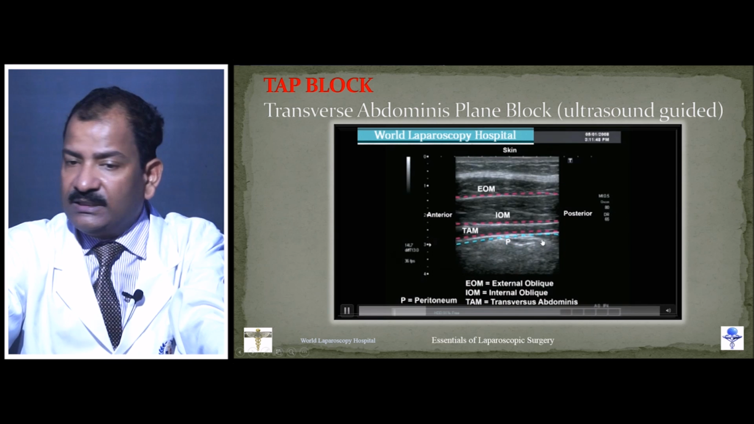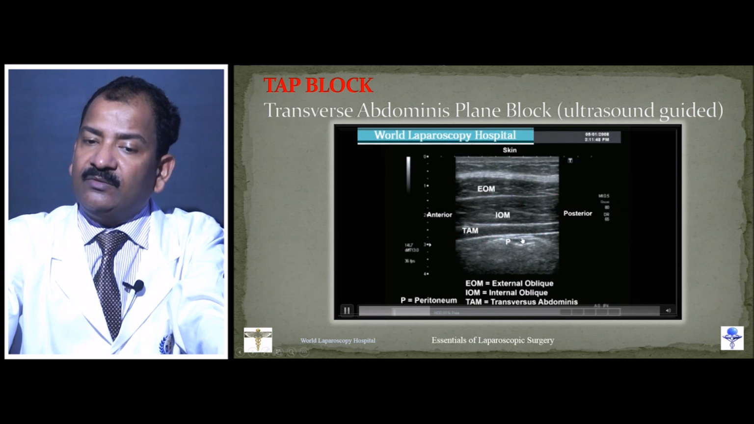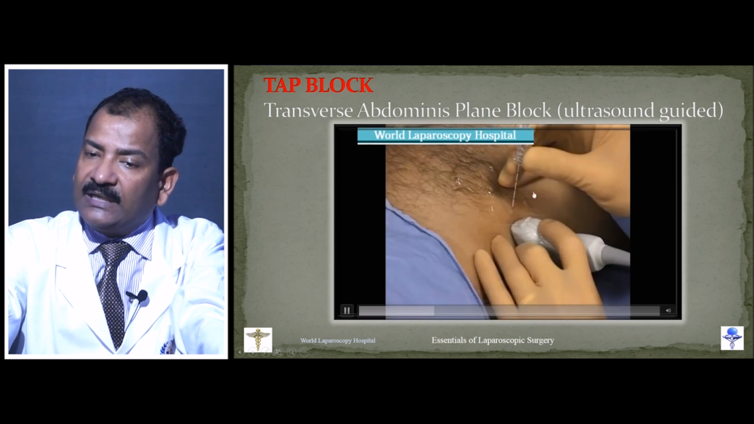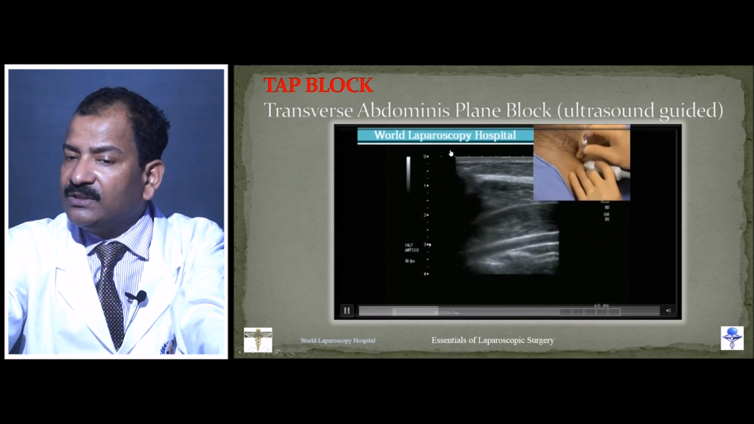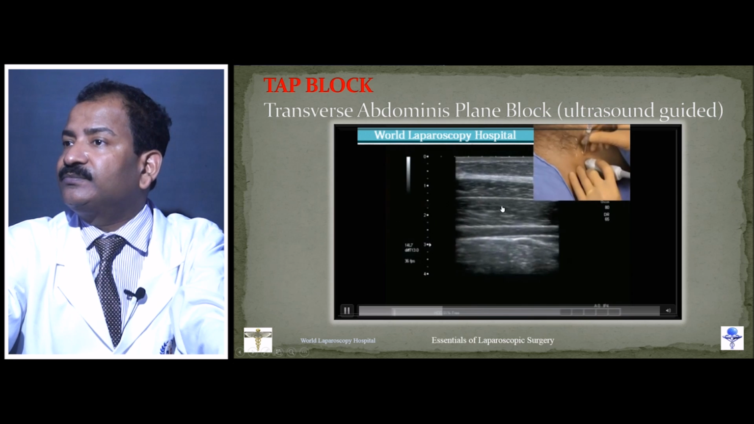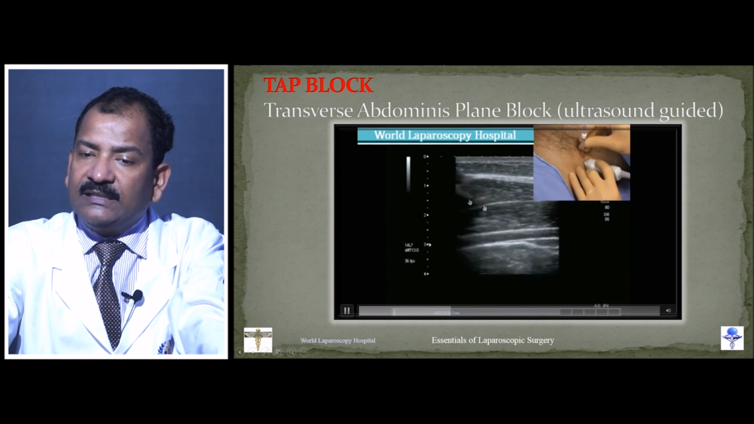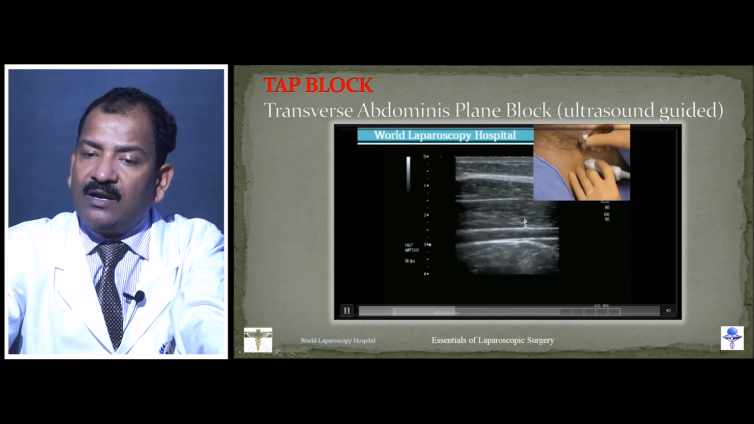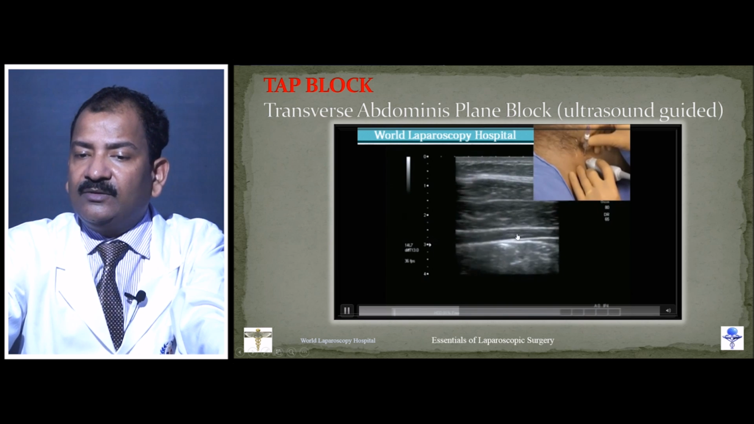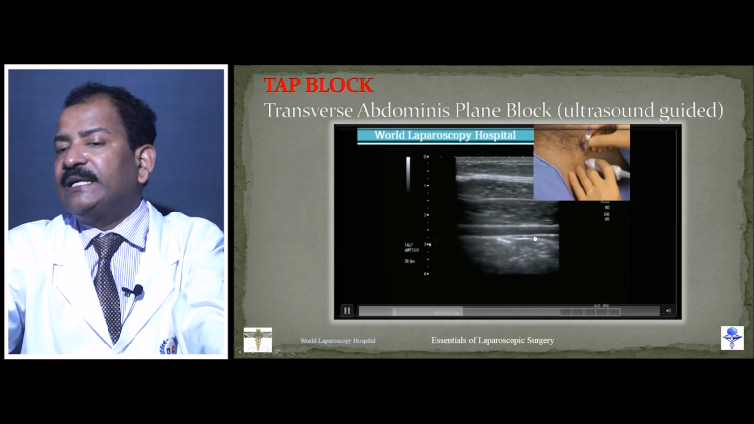How to do it? We will see that. Here you have to start the ultrasound, and this is a spinal needle which is going slowly under vision, and it will enter. Right now this is external oblique, now it will go to internal oblique, and then you will go to the transversus abdominis plane.